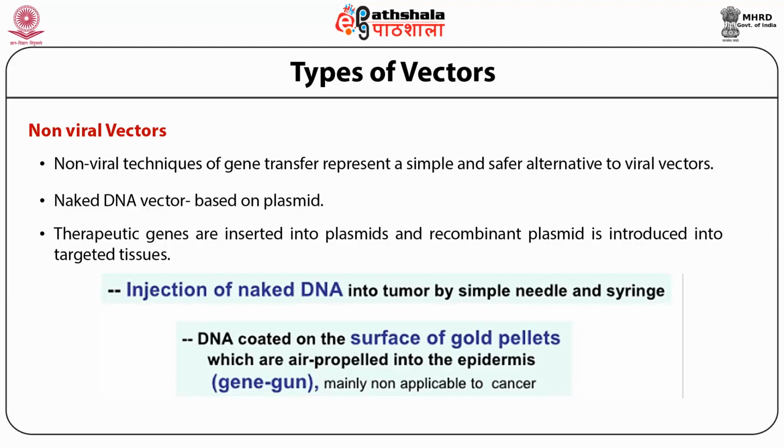So another method which is used is DNA coated on the surface of gold particles that are air propelled into the epidermis. So basically they are coated with gold pellets on the surface and then injected under pressure into the skin. So this is known as the gene gun method. However, it is not applicable to cancer cells.